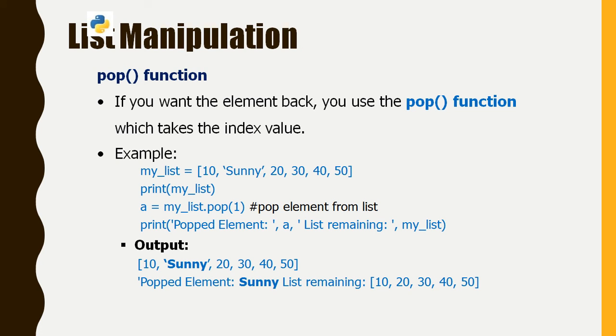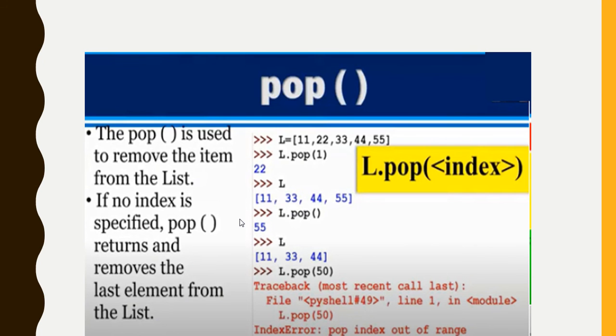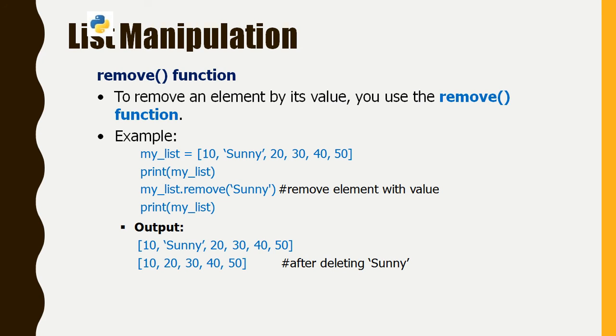Similarly, pop, you can see here, whatever pop removes, you can hold it because it returns it. 1 means index 1, Sunny will be stored in A. So yes, Sunny is popped from the list. The popped element is Sunny. The syntax is the name of the list dot pop, with the position. Once again, you have to give the index. The same thing is explained here.